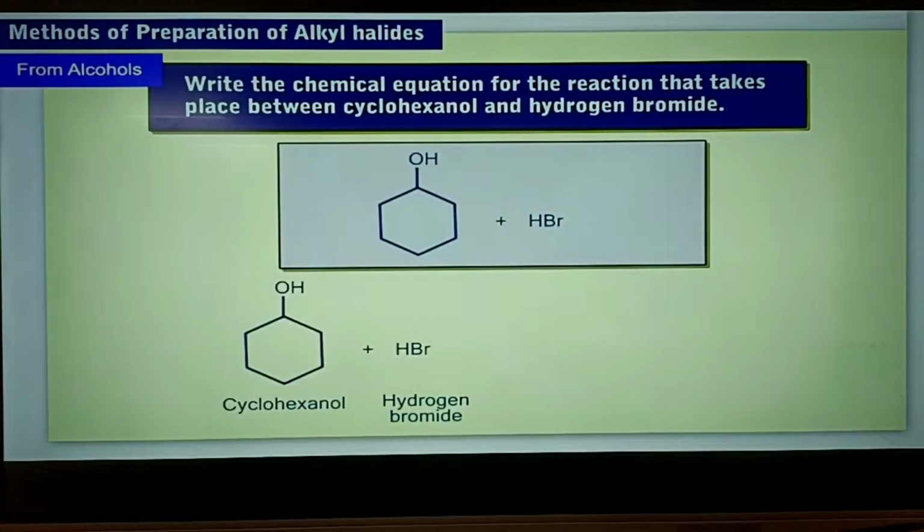Start by drawing out the structural formulae for the reactants. Then substitute the hydroxyl group with the bromine atom to make bromocyclohexane. Water is the other product of the reaction.